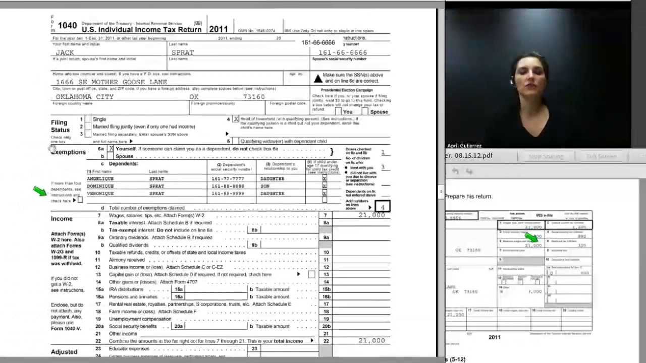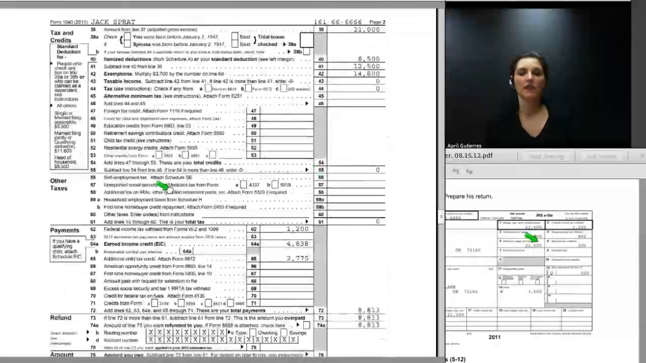We go over to the 1040, we enter Jack Spratt, we check the head of household box, we enter his 3 children, his exemptions are 4, his income is still $21,000. On page 2 of the form, his standard deduction has increased to $8,500, and his exemption deduction is unchanged at $14,800. But ultimately, his taxable income is 0, his tax is 0. He is not going to have any child tax credit on line 51 because his credits cannot be more than his tax.